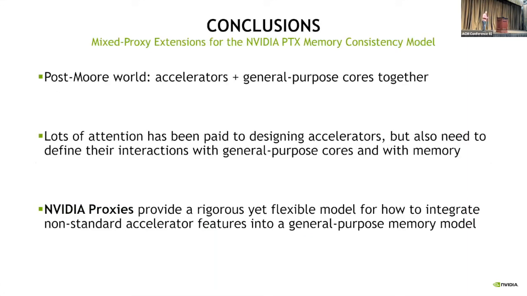So in conclusion, we're in this post-Moore world where we want to start integrating more special purpose features and accelerators and caches into our general purpose programming model, into the memory model for GPUs. People have paid a lot of attention to designing the accelerators themselves, but we also have to understand how to feed these accelerators and how they interact with each other, with the different threads in the system, and with memory. That was the goal of the proxy memory models: to give us a rigorous but still flexible way to integrate all these different kinds of accelerators in a common way into the memory model for GPUs. And so that is proxies. Thank you.